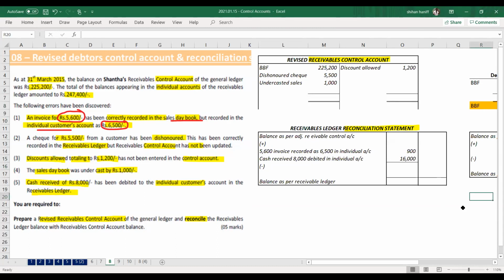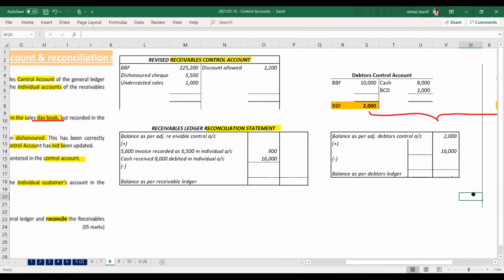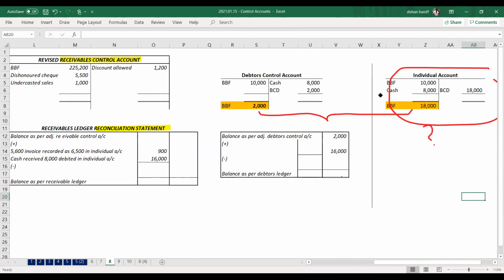The difference becomes double because the credit entry is debited. See here, you can see the difference. Difference is double. Here it's 2,000. A credit entry was debited. Then the difference will be double. Okay.